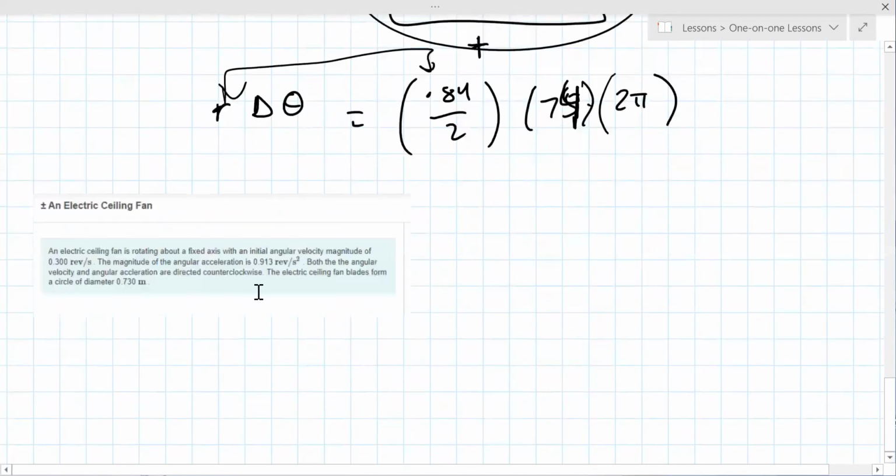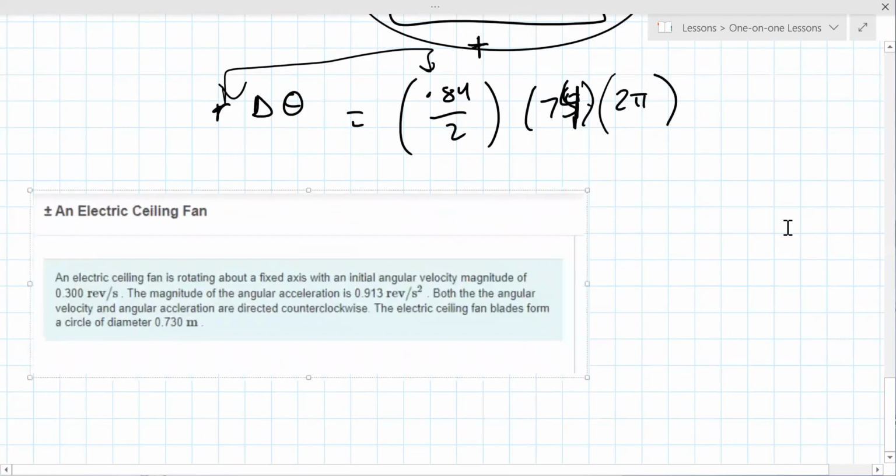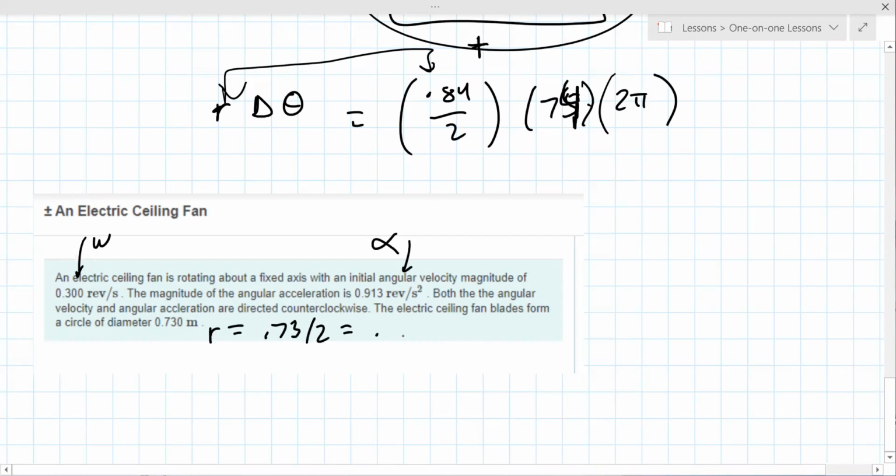All right, electric ceiling fan is rotating about a fixed axis. It has an angular velocity omega of 0.3 revolutions per second, and then alpha is 0.913. They're directed counterclockwise. I don't care about that. And they have a diameter, so the radius is 0.73 divided by 2, which is 0.6365.